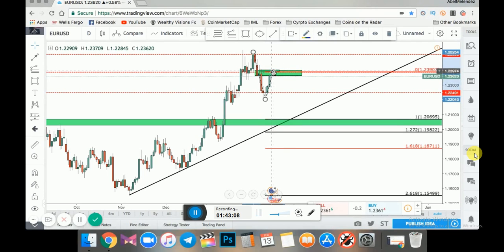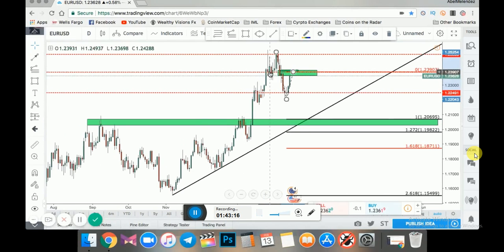So if we're anticipating this to stop at the red line, say it stops at the red line, which looks good, it could stop at the red line because that's a key level. Look at where our targets would be. Our targets would be right back at this zone right here, the one that we're anticipating to get touched anyways, guys.